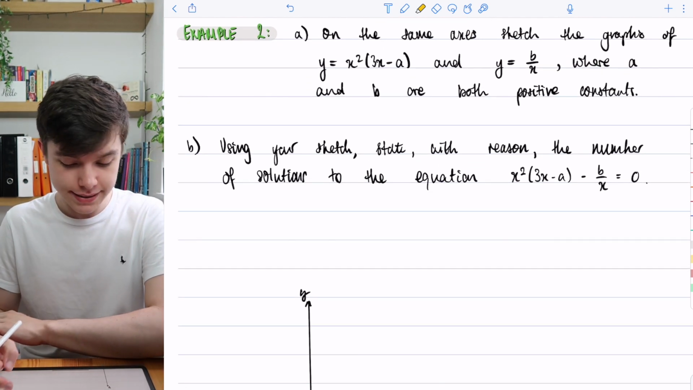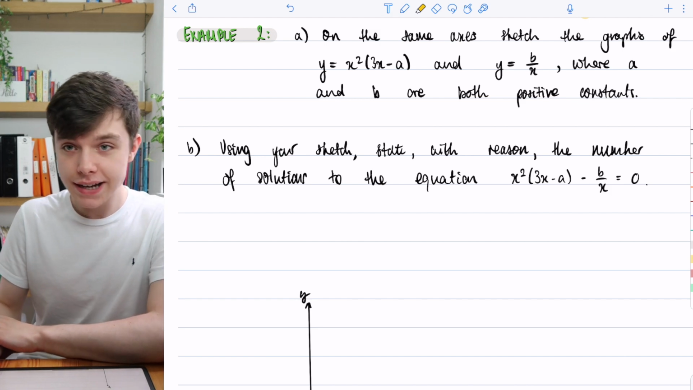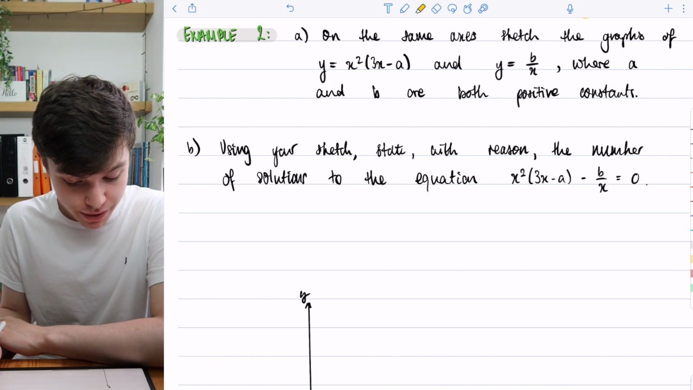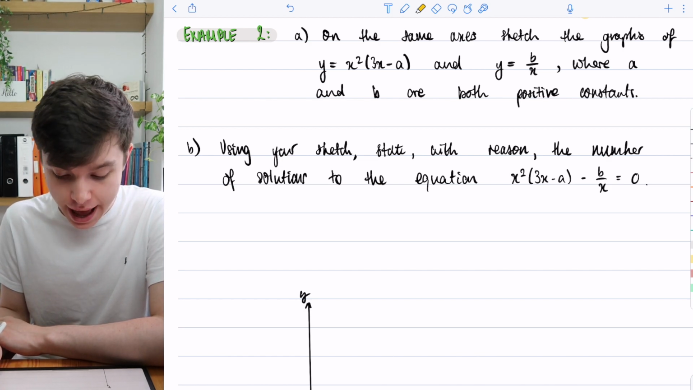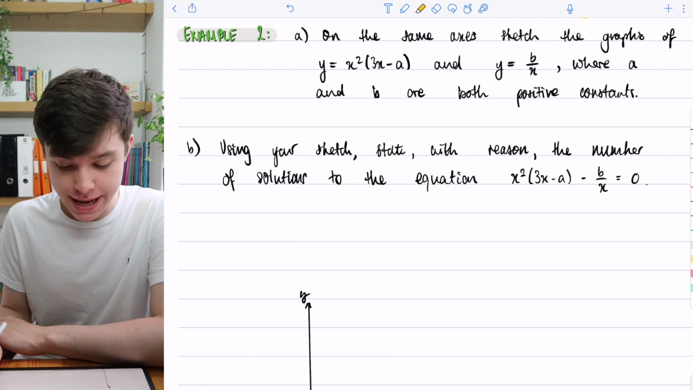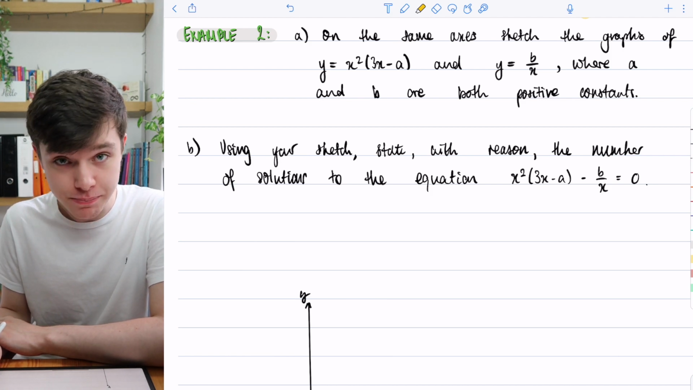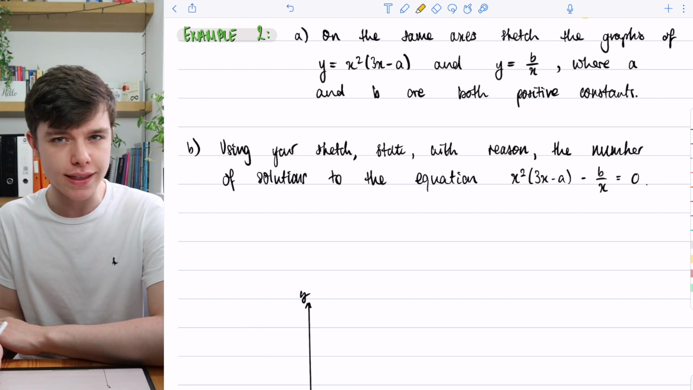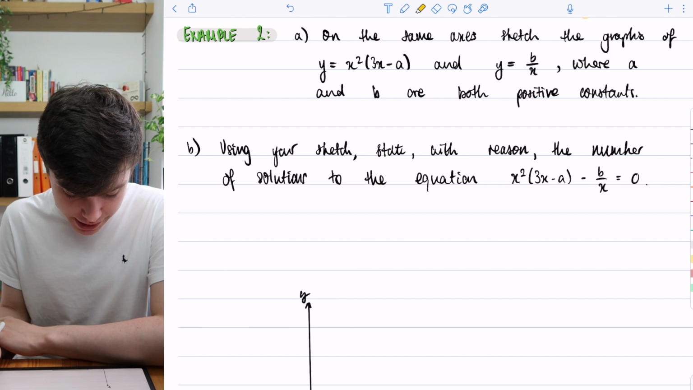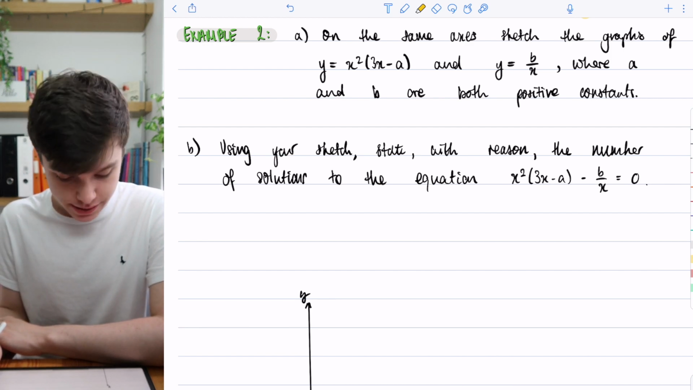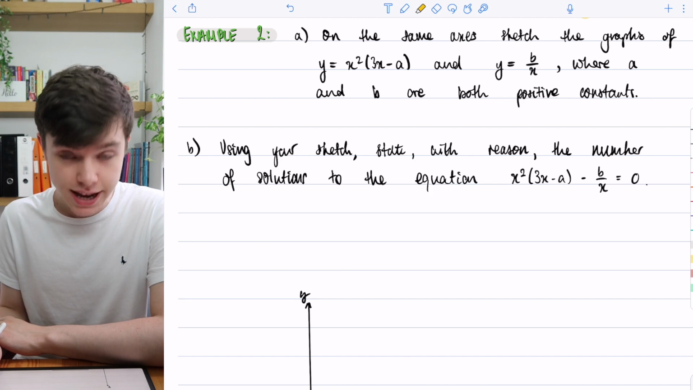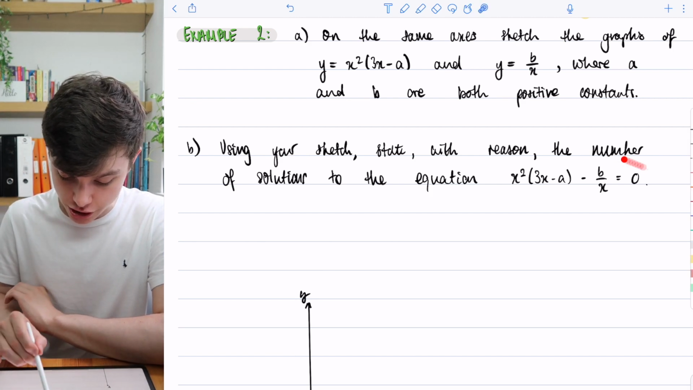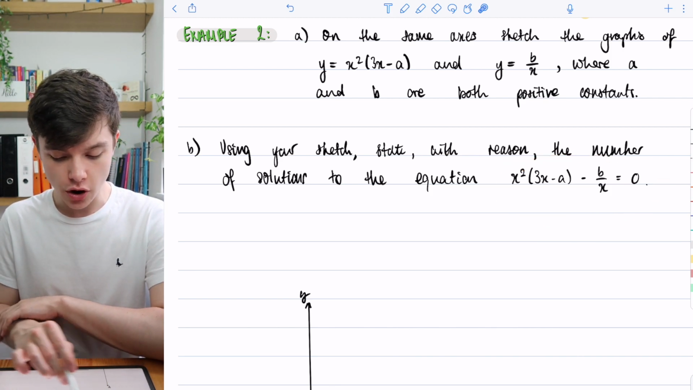Okay, let's have a look at example 2. On the same set of axes, we want to sketch the graph of y is equal to x squared times 3x minus a, and y is equal to b over x, where a and b are both positive constants. Okay, so might be a little bit tricky that one, but do have a go. Then we want to state with reason, using our sketch, the number of solutions to this equation here. So first of all, have a go at a.